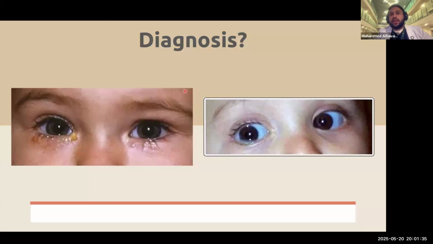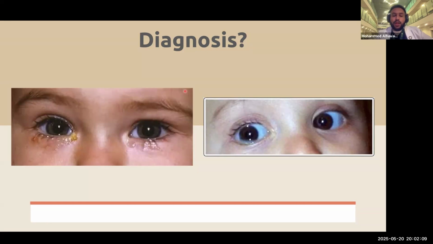Now, how about this patient? This baby, the mother's complaining that they cannot stop tearing up. The tears are not going away. What is this called? This is nasolacrimal duct obstruction. Perfect. What's another name for it? Dacryostenosis. Perfect.